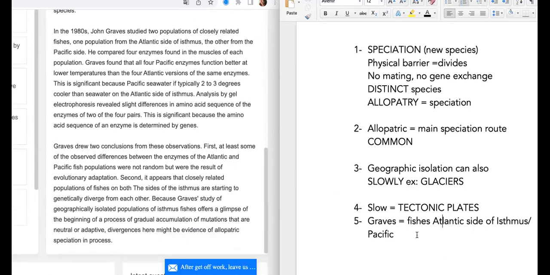Graves drew 2 conclusions. Okay, so I got 2 conclusions. I want to know, because this, again, is my last paragraph, so I want to pay attention to at least what's the first conclusion, what's the second conclusion, right? So first, observed differences between the enzymes of the Atlantic and Pacific fish populations were not random, but the result of evolutionary adaptation. Okay, so we got some adaptation going on. Second, it appears that closely related populations on both sides of the isthmus are starting to genetically diverge from one another, starting to diverge genetically. Okay. So that's my 2 conclusions.